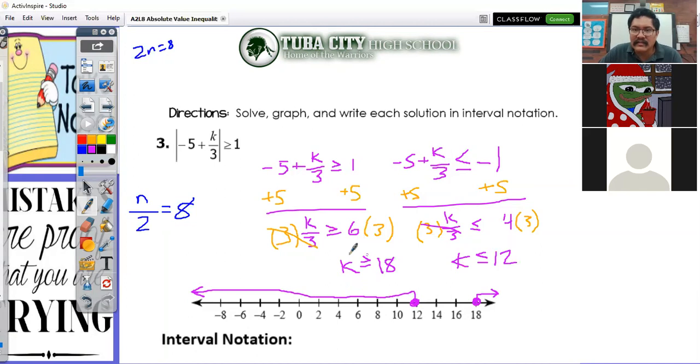And in this case, since they're disjointed, they're not all together, we're going to put K is either greater than or equal to 18, or K is less than or equal to 12. So negative infinity to 12, including 12. And the other part is from 18, including 18, to positive infinity. So basically we just can't pick anything in the middle of those two numbers.